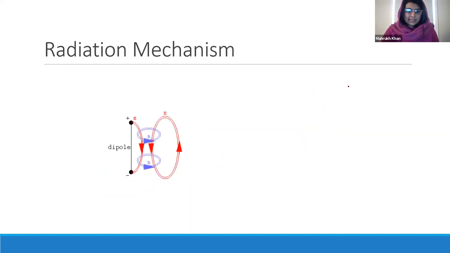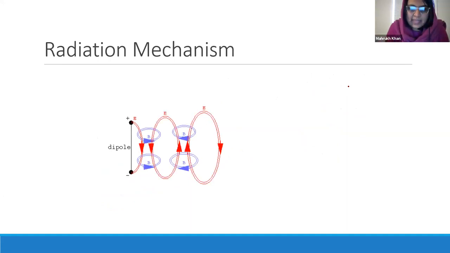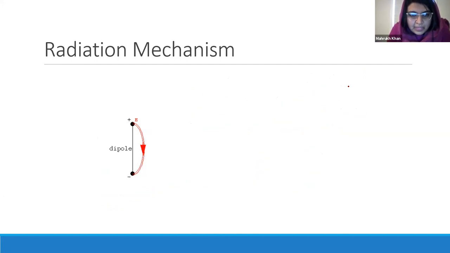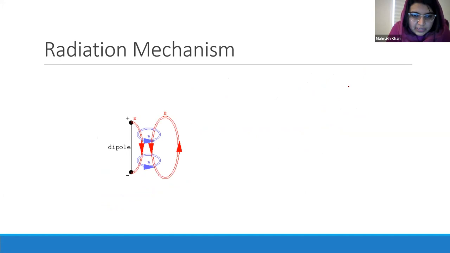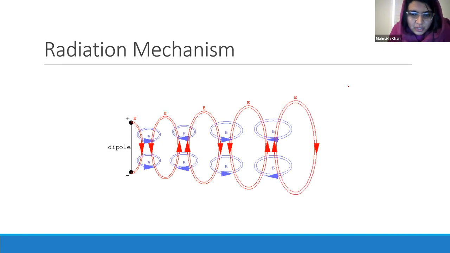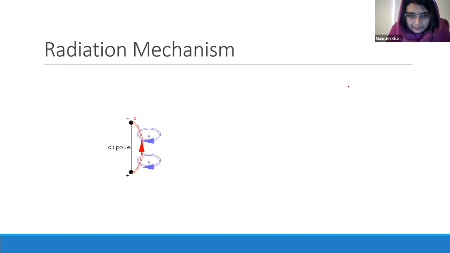Another scenario is this: if there is a dipole or antenna and there is an electric field, it in turn produces the magnetic field, which in turn produces the electric field, which in turn produces the magnetic field, and so on.